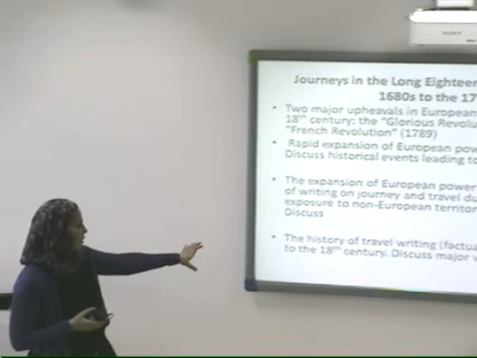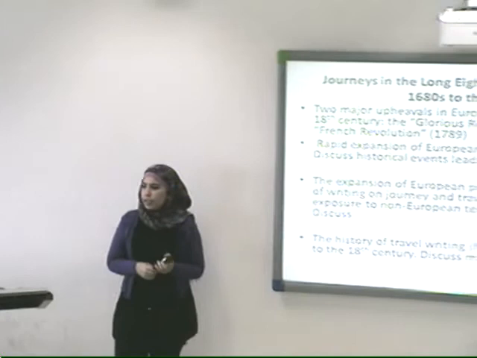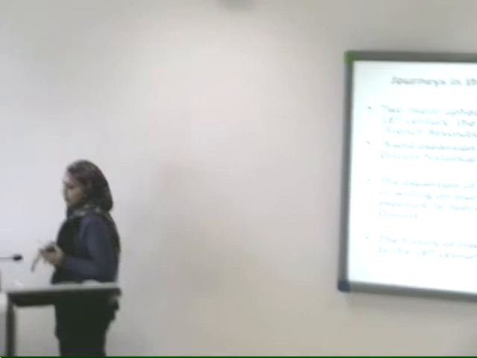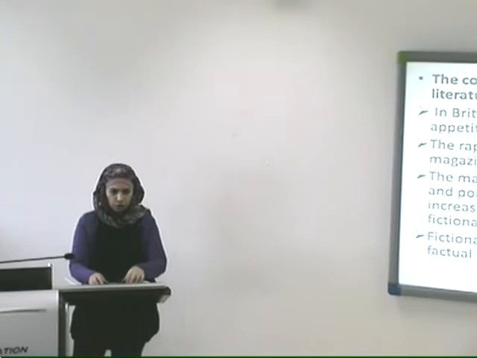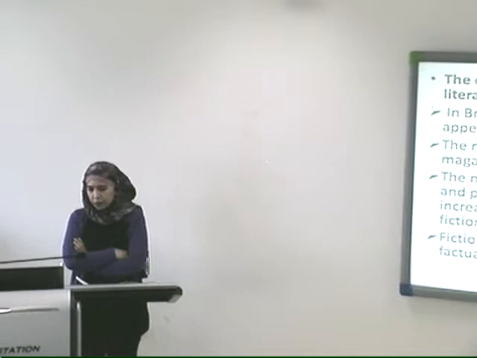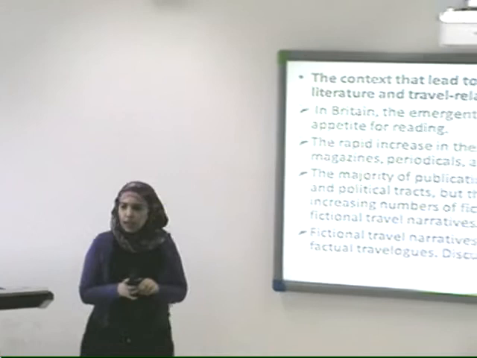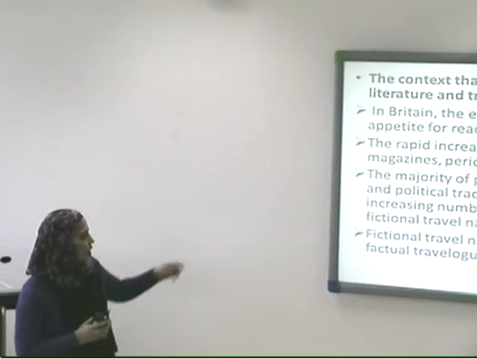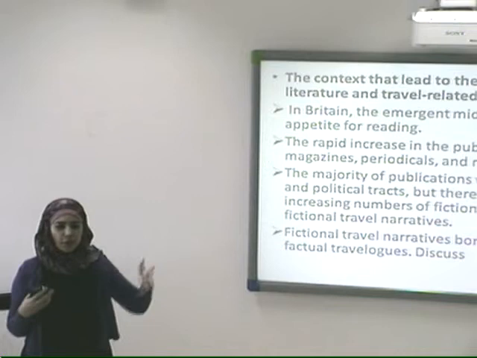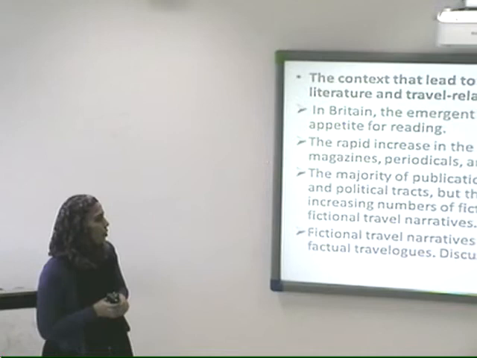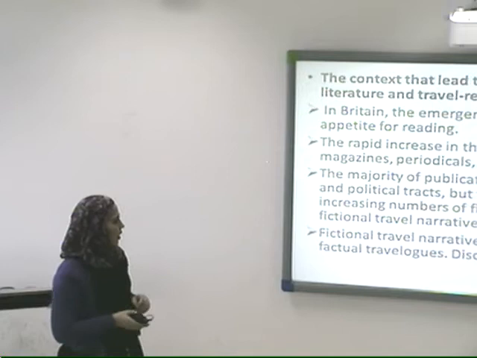There are both types of travel writing that get published, which is factual travel writing and non-factual travel writing. And what is happening in Europe during this time period also? There's the emergence of the middle class appetite for reading. So the middle class is interested in reading. And during this time, there is the invention of the printing machine. And so what happens with the invention of the printing machine? There's a lot of publications in different venues. There are magazines, periodicals, newspapers, and books being published in large amounts. And so that helps to increase the middle class readership.